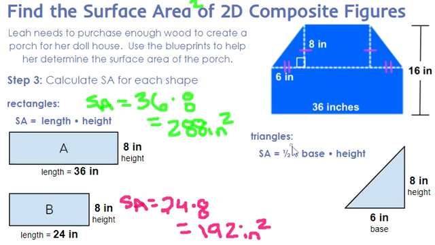And moving on to my very last shape, my triangles. Again, each one of the triangles are the same. So my surface area is equal to 1/2 my base, which is 6, times my height, which is 8. So each one of my triangles has a surface area of 24 inches squared.